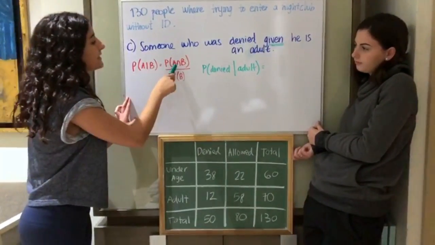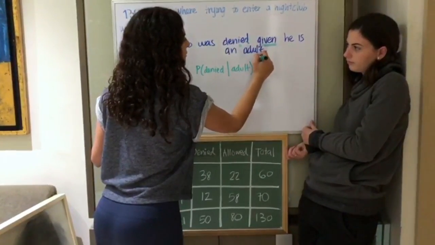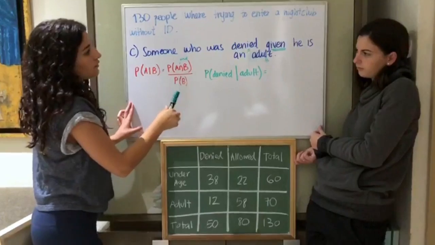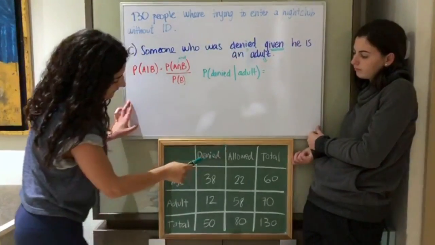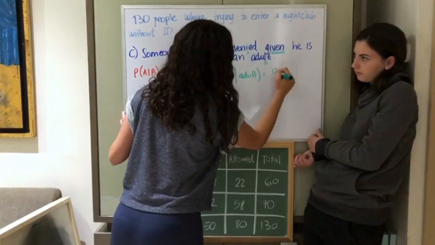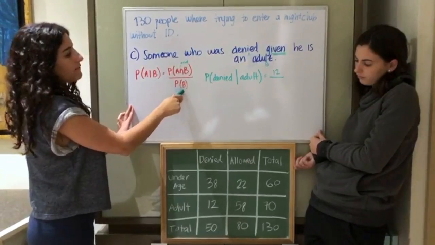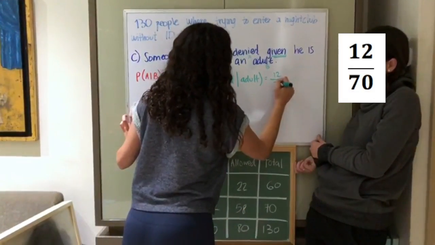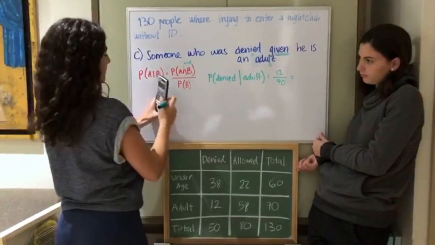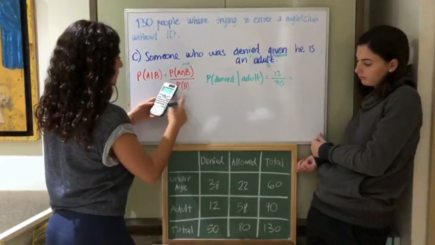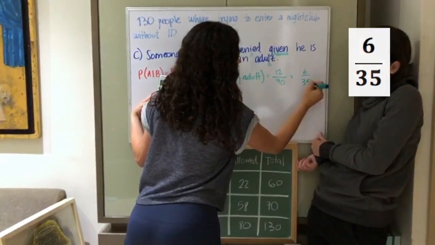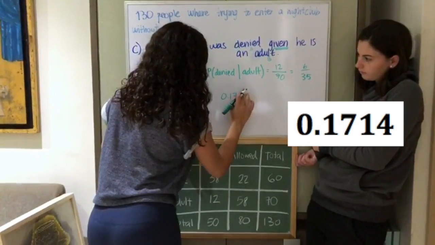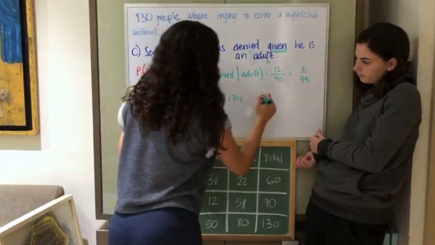First, the probability of being denied, because this is A, and adult is B. So the probability of being both A and B, this means and. So you search for the probability of denied and adult. Denied and adult, that is 12, over the probability of B, that means all the adults. You go to the row of adults, and that is 70. So 12 over 70. If we simplify this, we're gonna get 6 over 35. And you can express this as a decimal, like this, or a percent, like this.